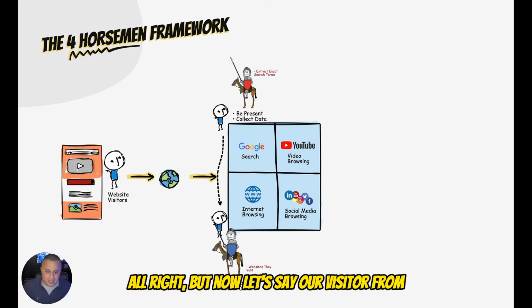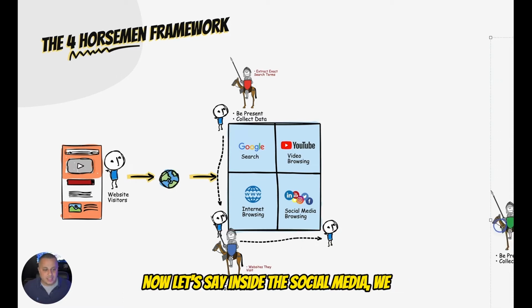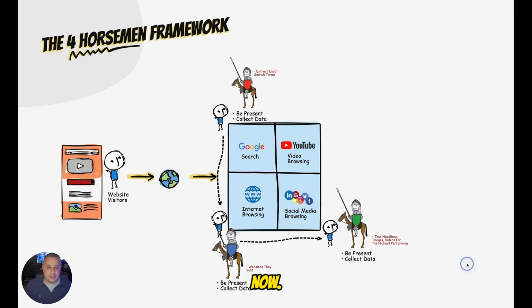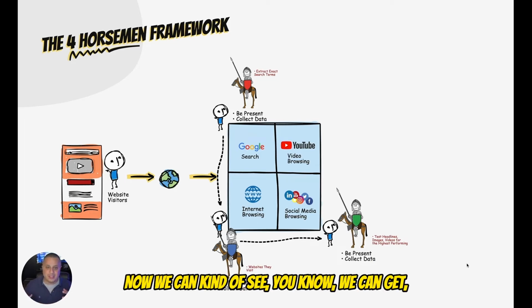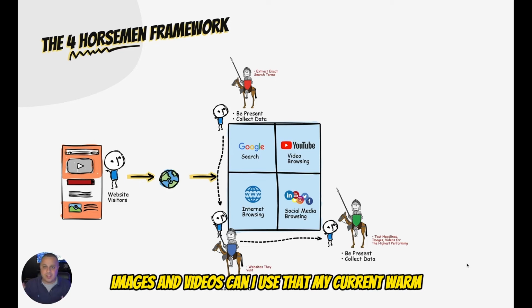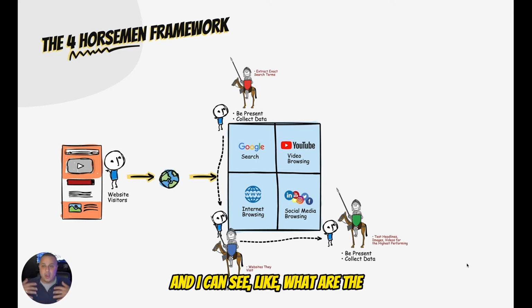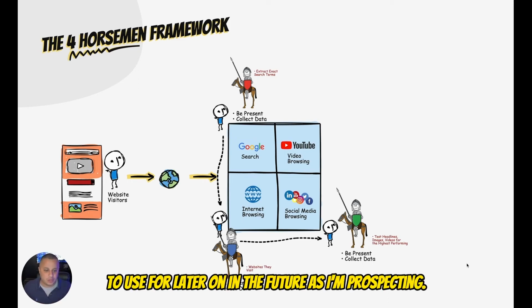All right, but now let's say our visitor from our website travels over to social media, and inside social media we have our third horseman set up. What's good about this is that, because we have a warm audience, this could be a good testing ground. I can see what headlines convert the best, or what images and videos my current warm audience visitors are clicking on or interacting with more, and what the highest performing pieces of content are to use in the future as I'm prospecting.